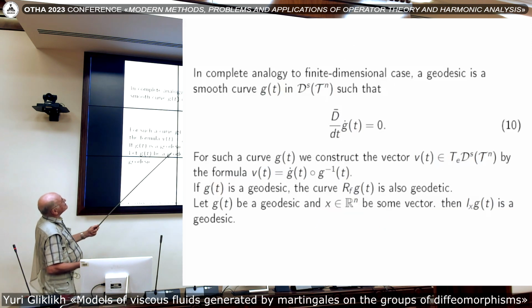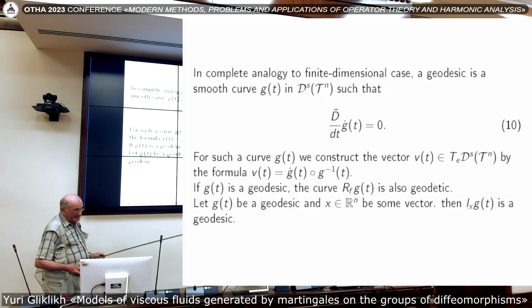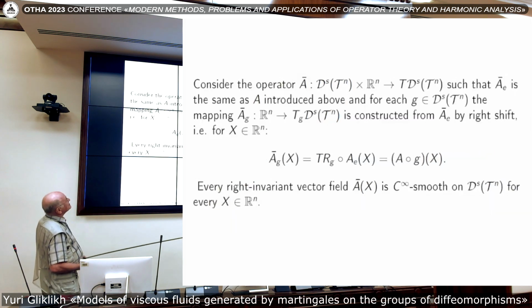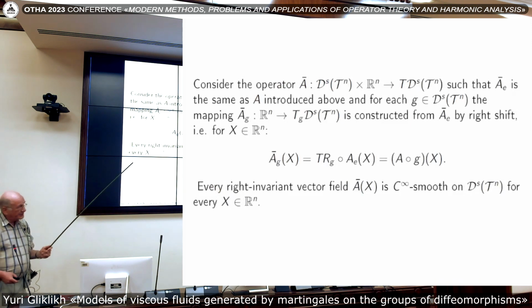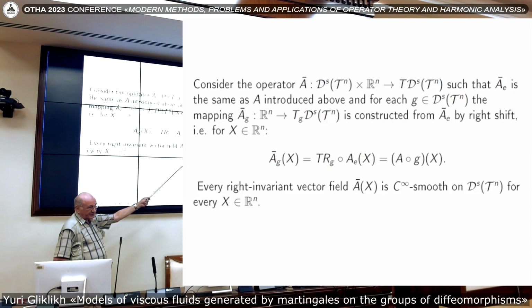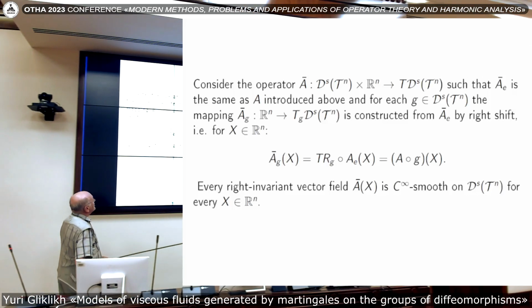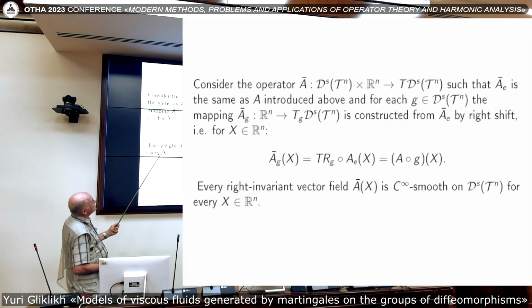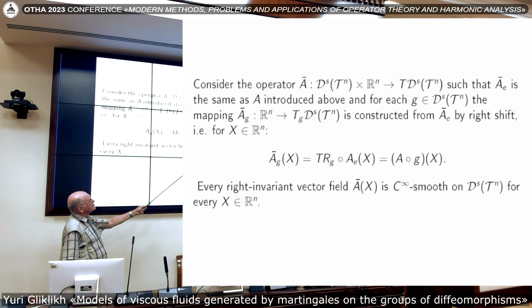I think it's not interesting. It's a definition of a geodesic curve, the same as usual. But from that A, we obtain a right invariant operator field by this formula. And after that, we obtain a vector field on the group, where X is from Rn. And every right invariant vector field, this is smooth.